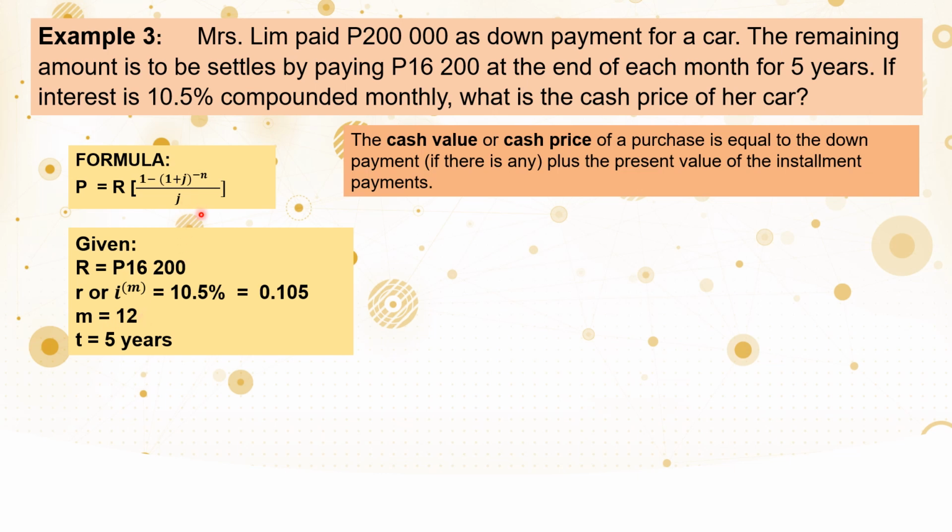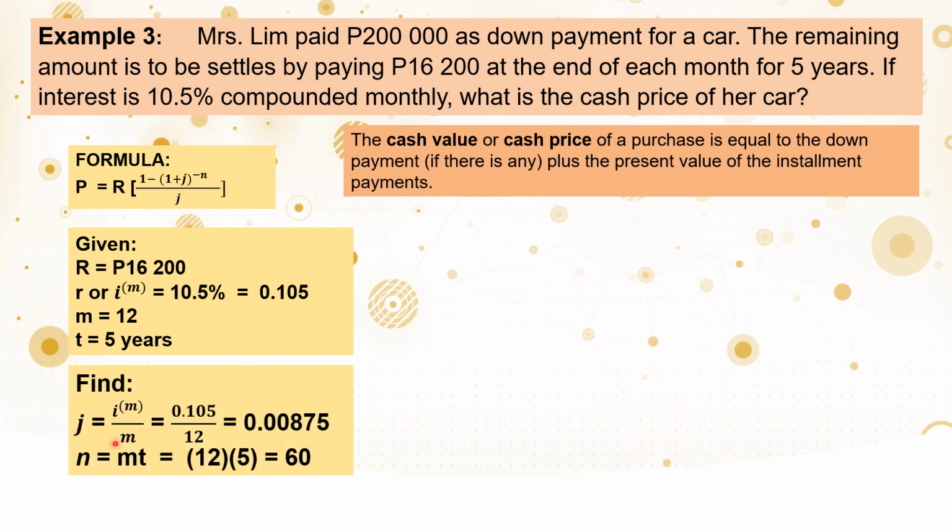In the formula, we need the value of J and N. So to find the value of J, just divide the rate over M. Our rate now is 0.105 over our M, which is 12. So dividing this, we will get 0.00875. And the value of N is just multiply M and T. So multiplying now, our M is 12 and our T is 5. It is equal to 60.